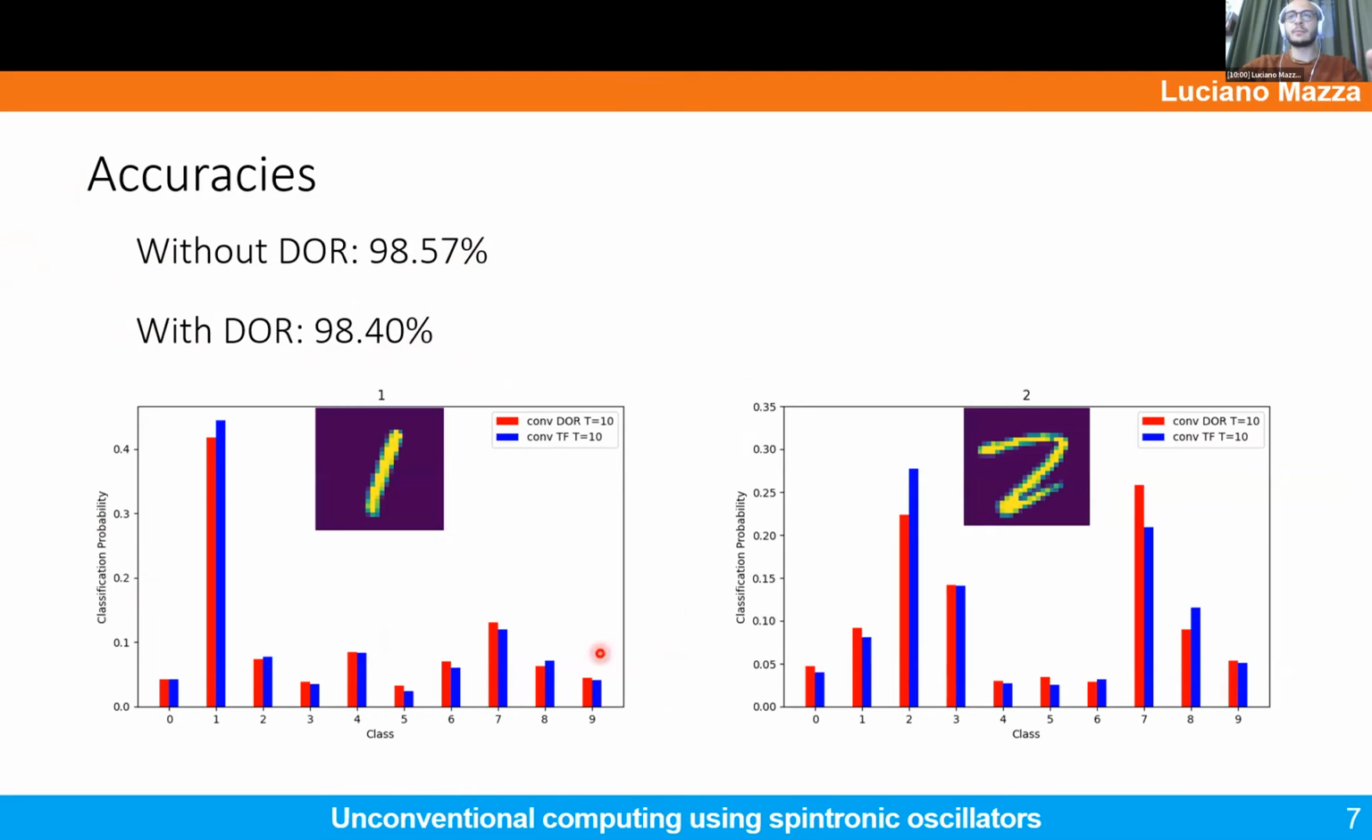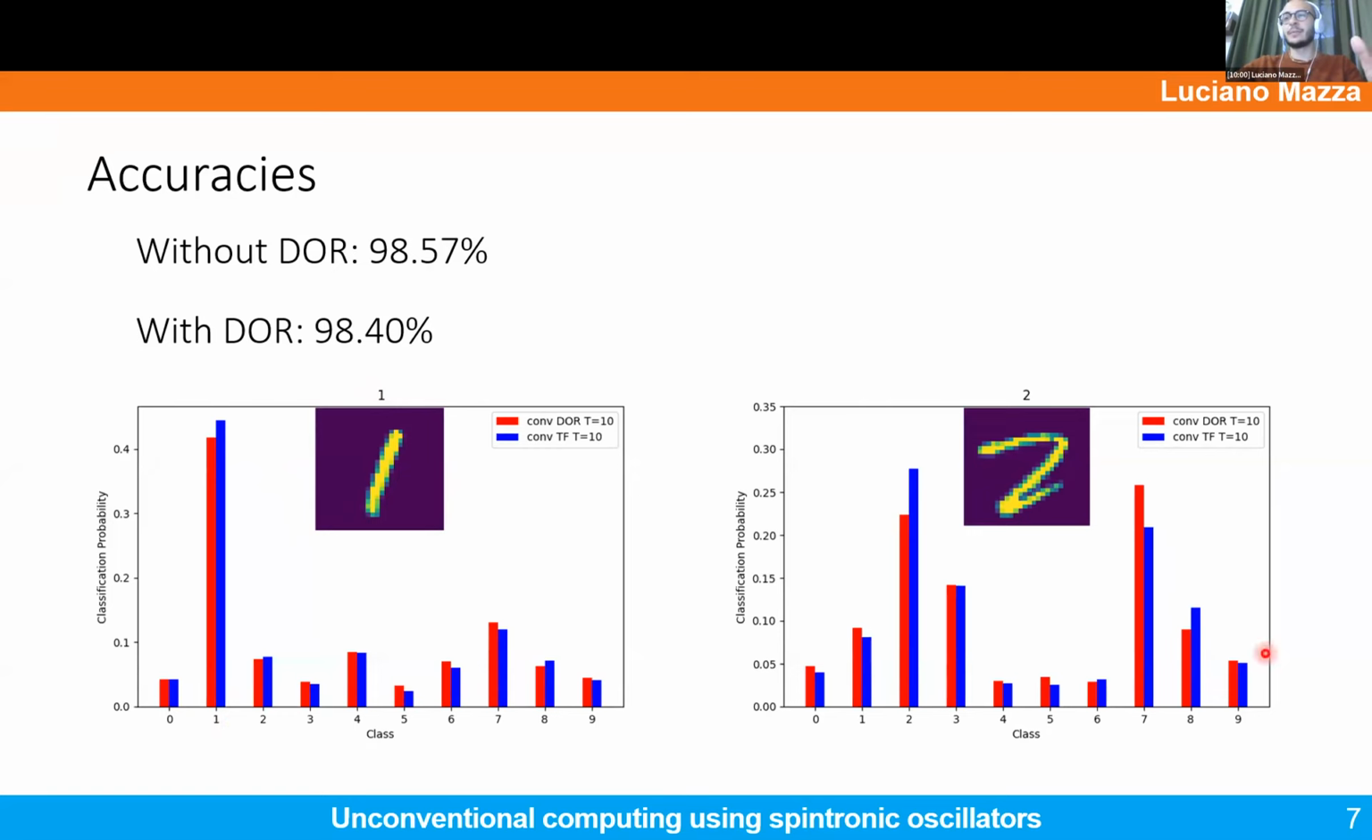And here there are two examples of recognition of two numbers. In particular, in the histogram here that you see, the y-axis represents how much the network is sure that the number belongs to the class here in the x-axis. Here we are showing the case with the DOR, so the red one, and without the DOR, the blue one. And in the first case, both networks agree that this is a 1, as it's shown here.